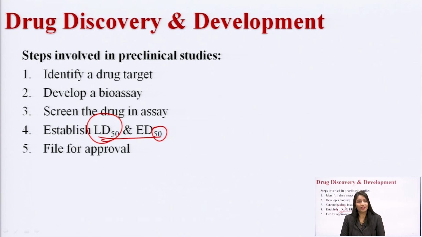First, you have to identify the drug target, and then develop the assay. After developing the assay, you have to screen the drug. Once the drug has been screened, you have to establish the LD50 and ED50, which I told you about: the lethal dose 50 and effective dose 50, meaning in 50% of a population. Finally, you have to file for an approval. These are all the steps you can see in the preclinical evaluation.